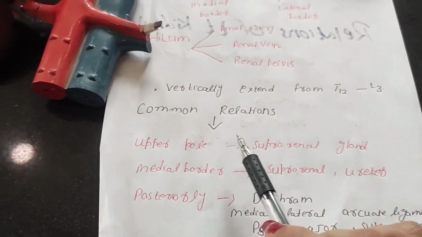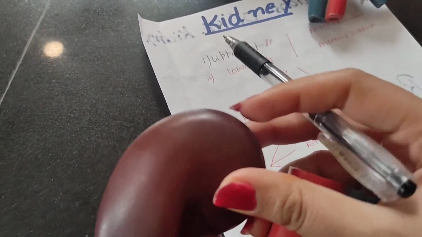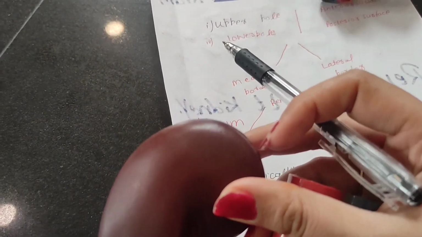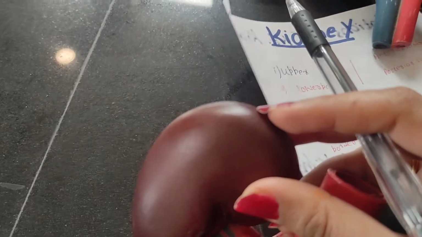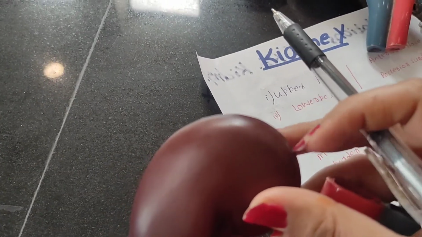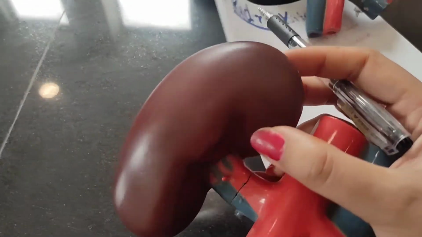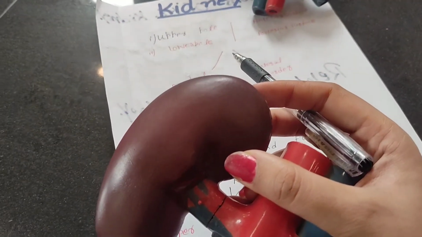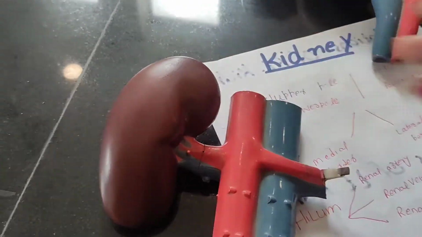In common relations, if you see the upper pole of the kidney, the upper pole of the kidney contains a suprarenal gland on both sides. On the right side, the upper pole will have the right suprarenal gland, while on the left side there will be the left suprarenal gland. Those suprarenal glands reach up to the upper part of the hilum, and they have a very important function. They produce hormones which you are going to study in the endocrinology part of physiology.